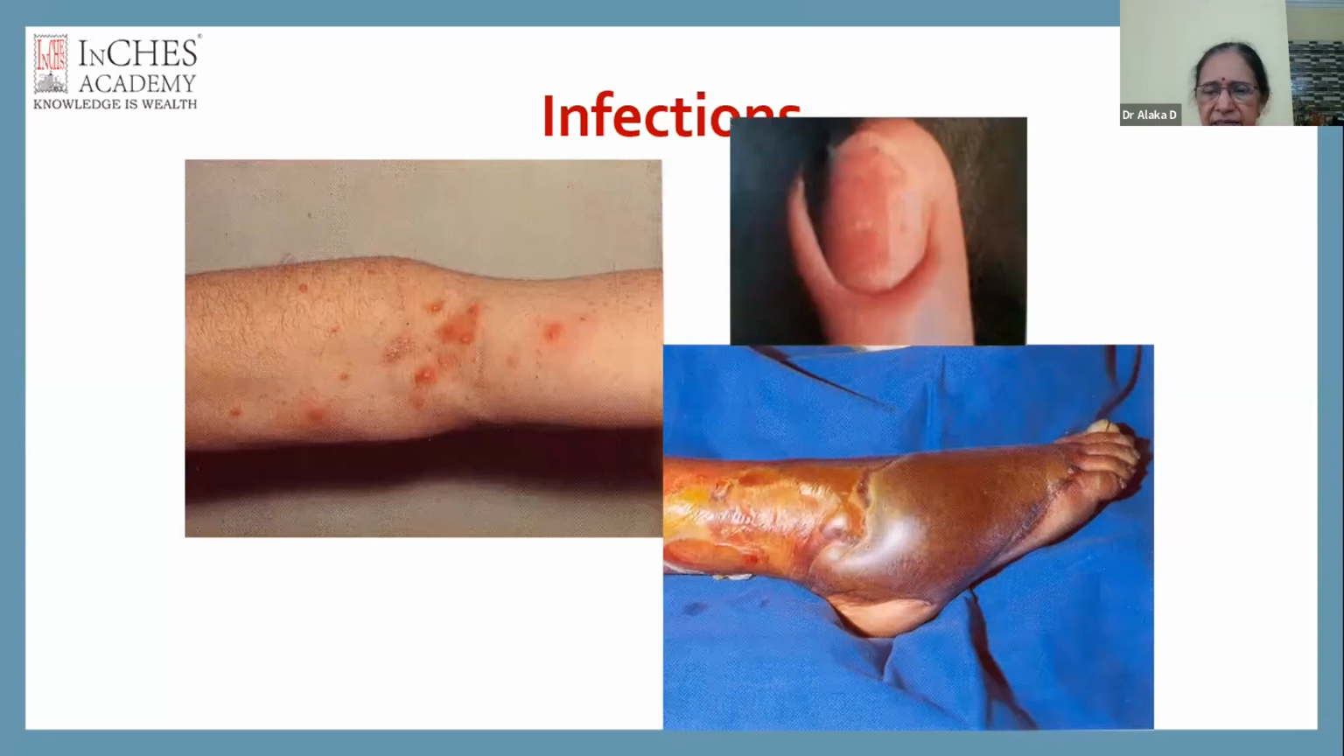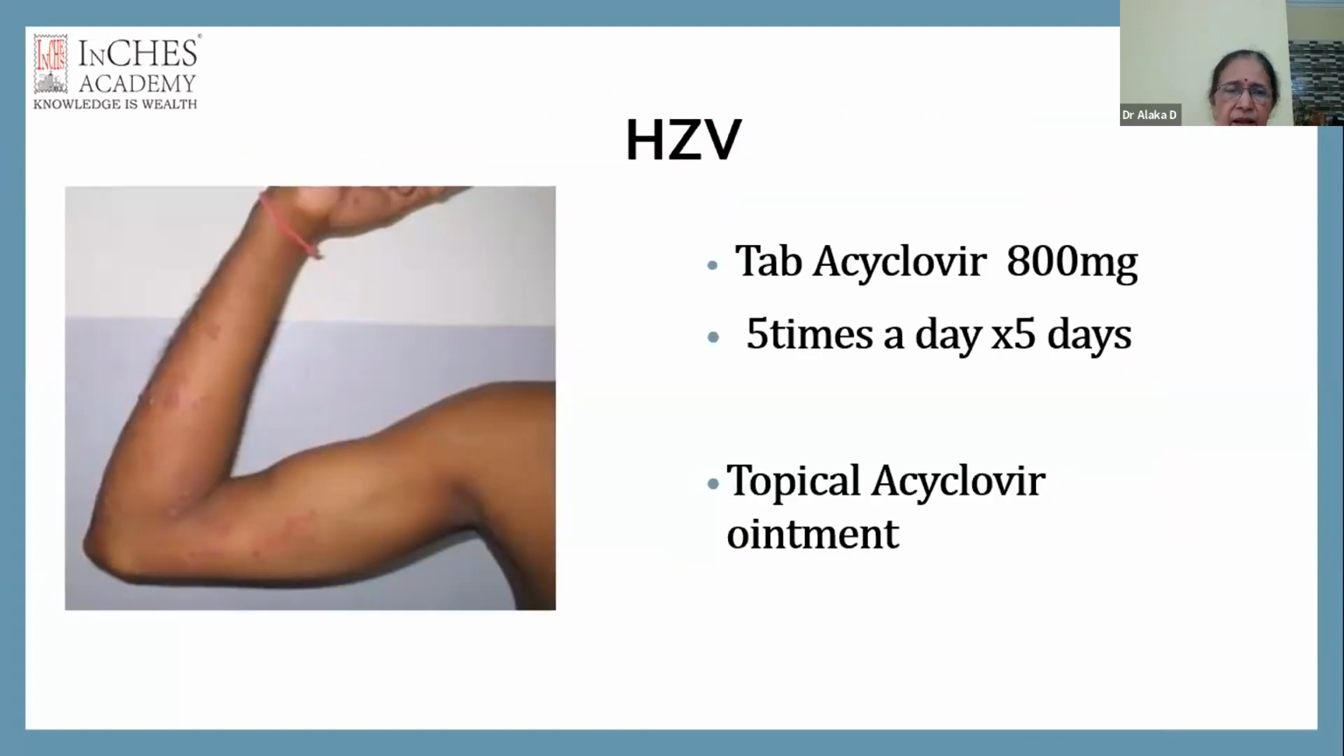And see the other picture which is showing you a swelling of the feet. Maybe it is going into a subcutaneous infection, cellulitis. And this is herpes zoster. As you can see, a dermatome is having the vesicles. So this is herpes zoster, which is again very common in diabetic patients.